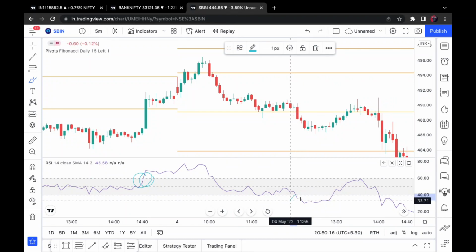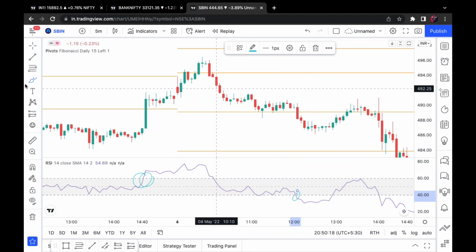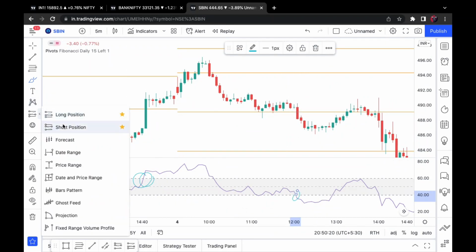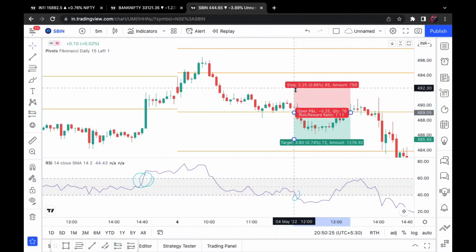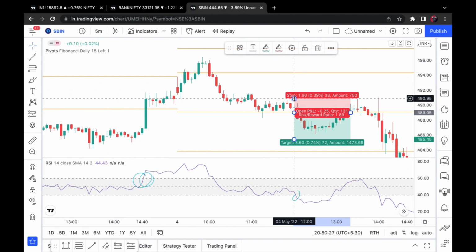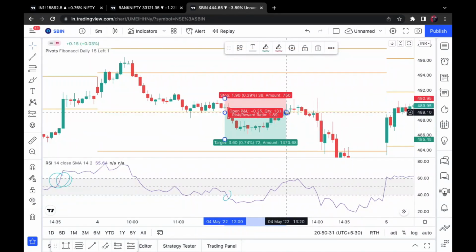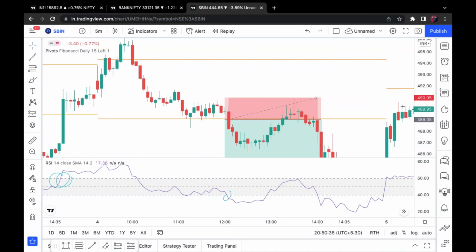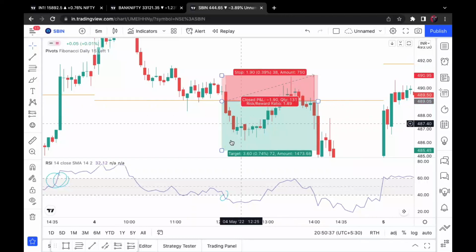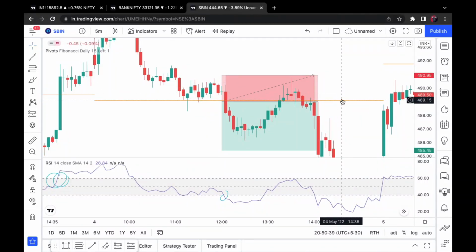So here we can see a drop in this candle. As you can see, this candle broke the pivot points. So the stop loss should be here above this candle, and as we can see, no, we didn't achieve our targets. Our stop loss got hit.